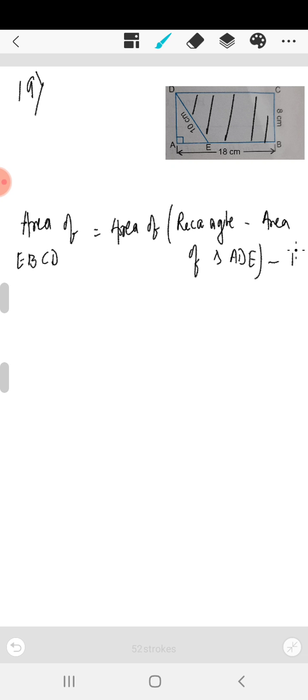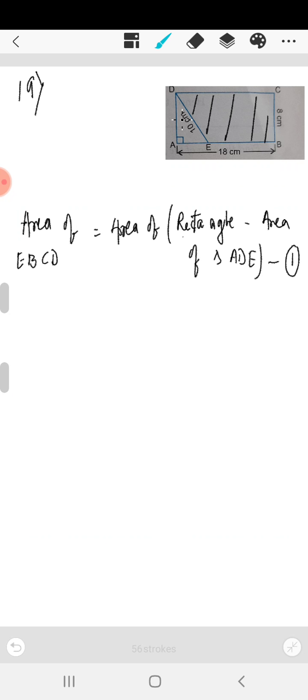So area of rectangle we can easily find out here. I'll write this equation as 1. But we have to find out the area of the triangle first. Area of rectangle we can easily find out because we have length and breadth, so length into breadth. But how to find the area of this triangle?